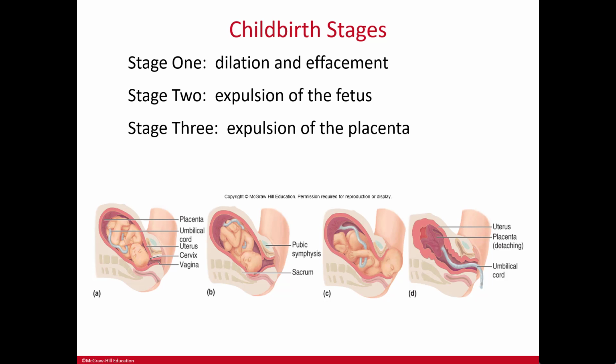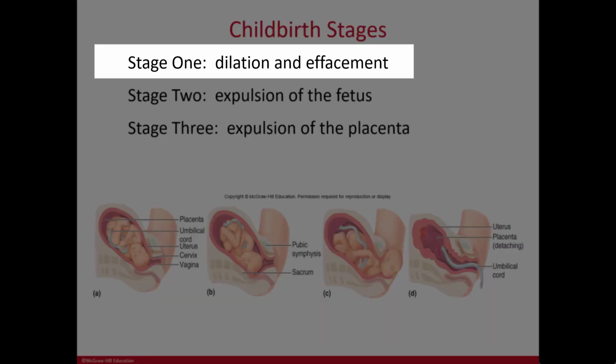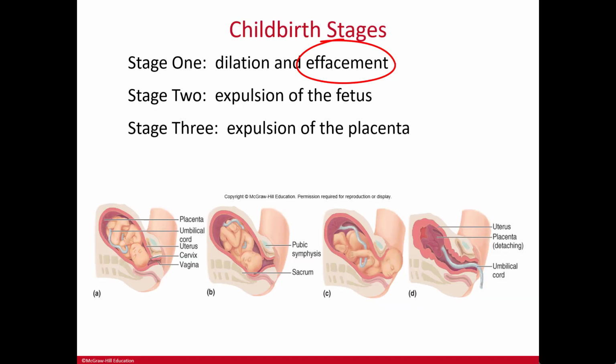So labor is defined as the process of expulsion of the fetus, and expulsion just means to push out or remove. Labor is divided into 3 stages. The first stage involves dilation of the cervix. Dilation just means to widen, and this is the longest stage of labor. During the first stage, the cervix also becomes thinner, and the process of the cervix becoming thinner is called effacement. During this stage, the fetal membranes, or the amniotic sac, will rupture, and the amniotic fluid is released.